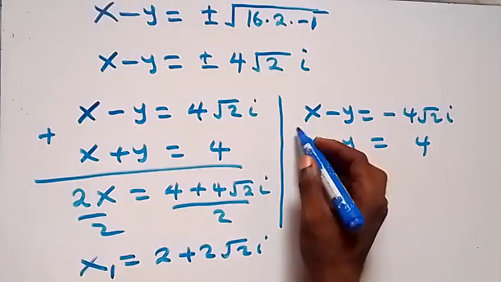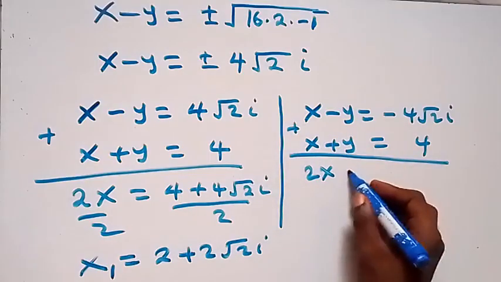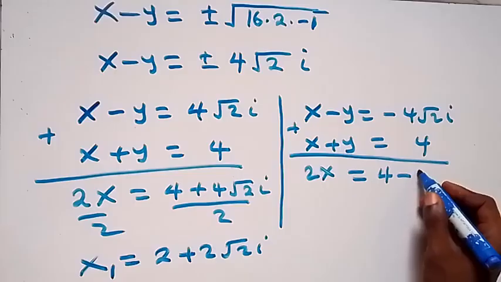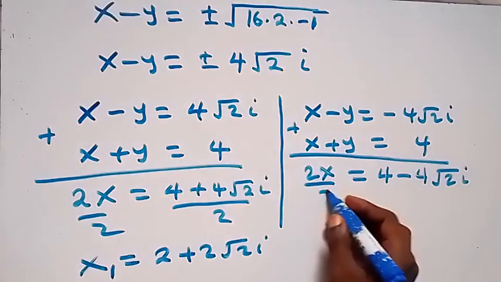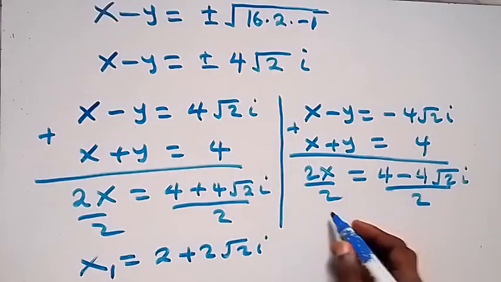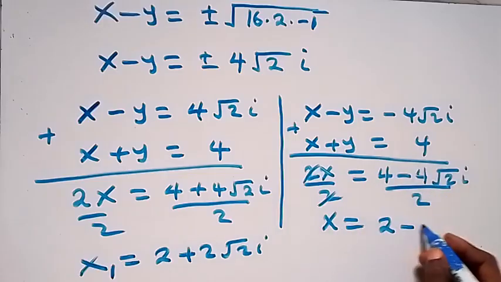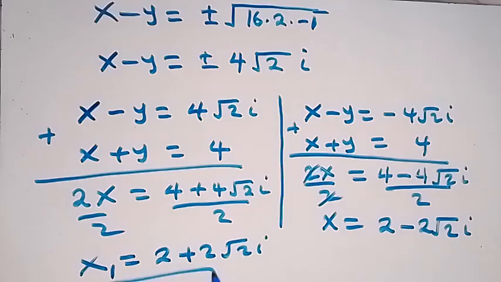We can also solve and add these two equations, and this will be 2x equals to 4 minus 4 root 2i from here. Then divide both sides by 2 as well. Then we have 2 cancel 2 here. We have x equals to 2 will go in each of these 4. We have 2 minus 2 root 2i. Then also we can get the value of y using this relation. That is y equals to 4 minus x.